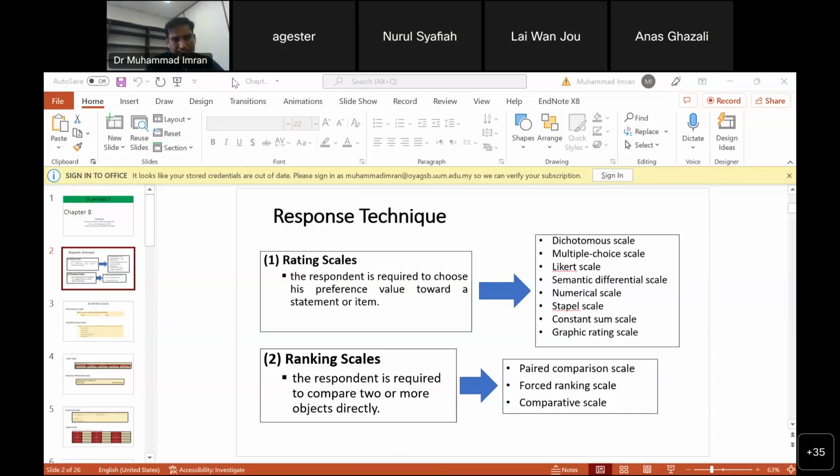The third type of rating scale is the Likert scale, very famous. You will use the Likert scale in your study. It means strongly disagree to strongly agree. For example, online shopping is fun. It's up to you. It's an open-ended question, by the way.